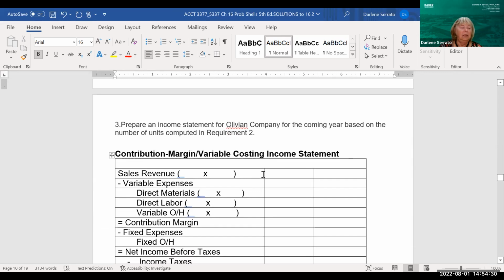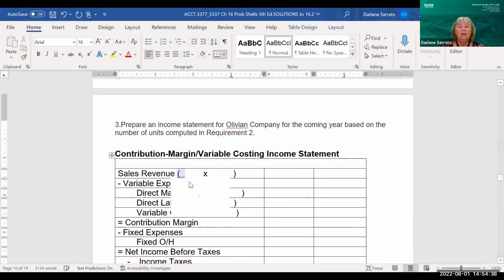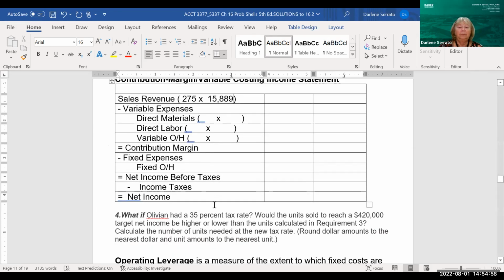Then prepare the income statement for the year. You're going to simply plug the numbers in. This one would be 275, and you're going to use the rounded number here, which is 15,889. You'll plug all the numbers in here.